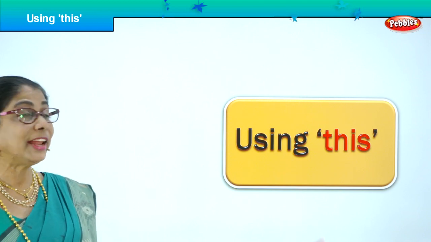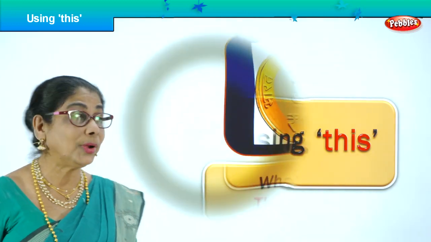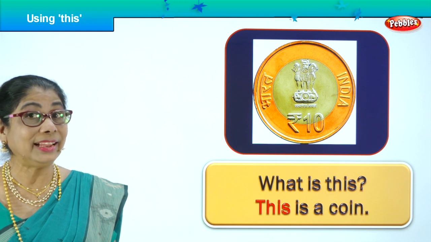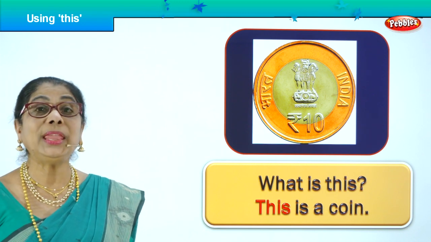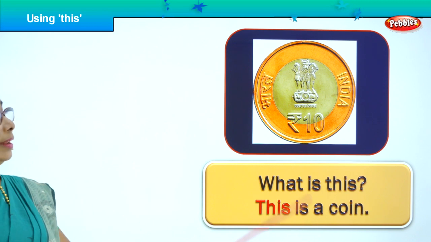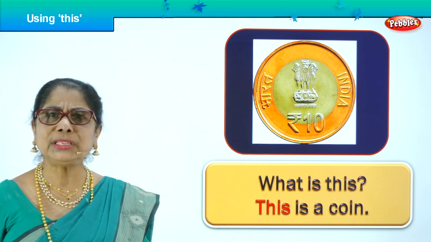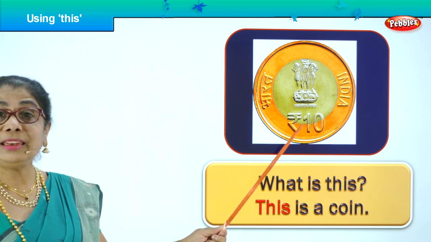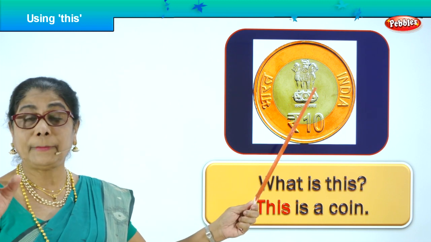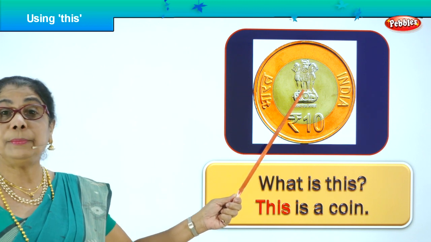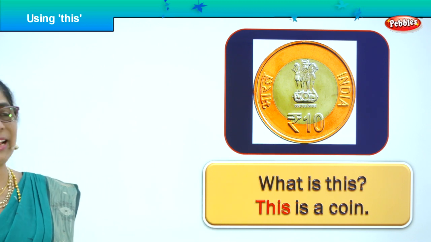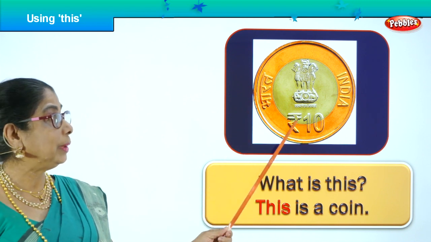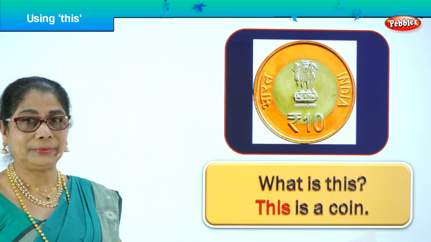So let's look at our first picture. Learn to read and the use of "this". It's very interesting. Look at this picture. What is in the picture, children? It's a coin. It's a 10 rupees coin. The biggest coin that is available is 10 rupees. Ask mommy to show you. Inside silver, outside gold color, written rupees 10.